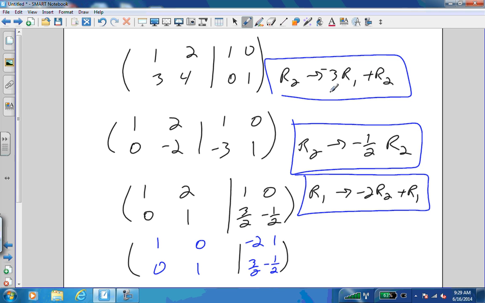So our first operation was this. The inverse of this would be, instead of subtracting 3 times the first row, to add 3 times the first row, and this is going to become our second row. So in our second row, we do positive 3 times our first row, and then our second row. The first row is unchanged. Here, our second row is what's changing, so the first one is unchanged.